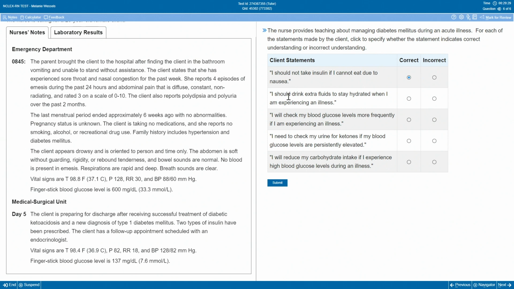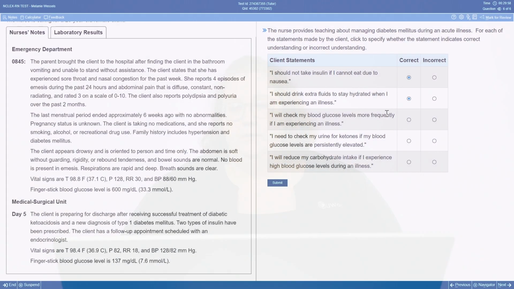Some of the other options, I should drink fluids and stay hydrated when I'm experiencing an illness. Absolutely, that's true for everybody, especially for patients with diabetes. I will check my blood glucose levels more frequently during an illness. Absolutely true. Just because of the stress, the inflammatory response of having any kind of acute illness like an upper respiratory virus or a stomach bug, there are a lot of inflammatory processes going on in your body, and so it can really throw things out of loop, especially things like your blood glucose level.